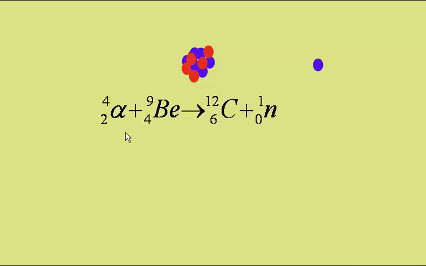In writing, the alpha particle, atomic number 2 and mass 4, plus the beryllium nucleus, atomic number 4 and mass 9, produces a carbon of atomic number 6 and mass 12, and a neutron, atomic number 0 and mass 1.